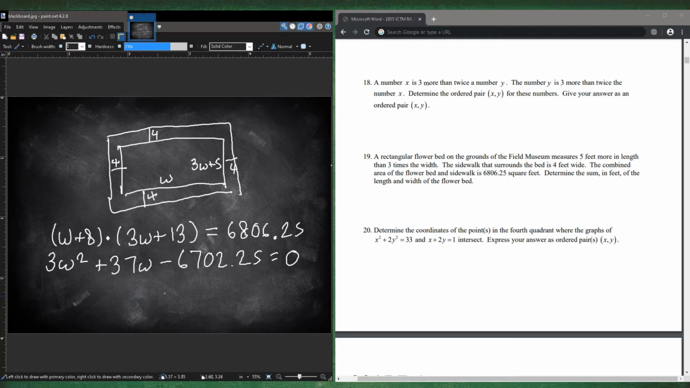Okay. So it's not going to be the negative one, which is like negative 58.3333, etc. The width cannot be negative. It has to be a positive number. So the other one is going to be the answer, which is 41.5. So that is going to be our W. That's our width. So to find our length is just 3W plus 5. So the sum of the length and the width is 3W plus 5 plus the W, which is 4W plus 5, right?